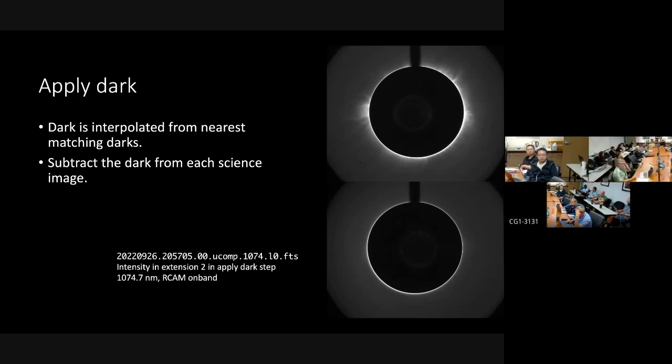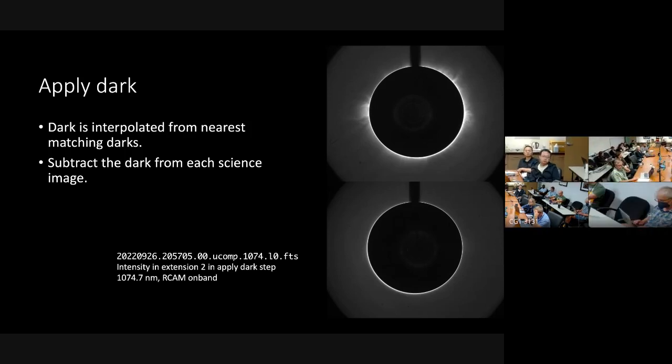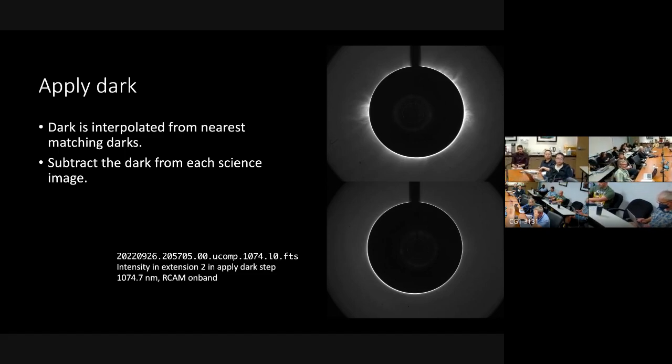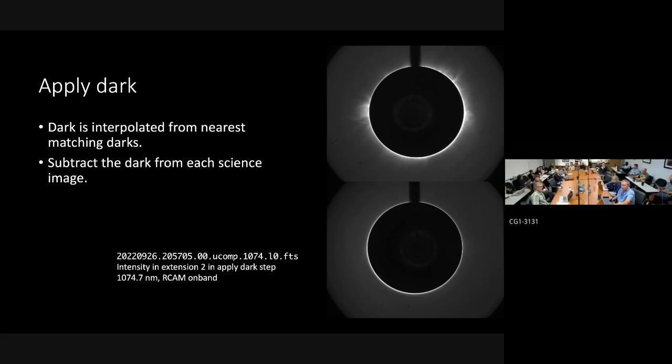The next step is to apply a dark. So here we have the corona after applying the dark. The darks are just subtracted from the science image, right?